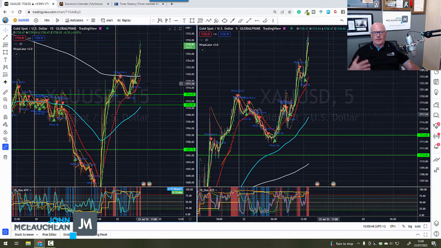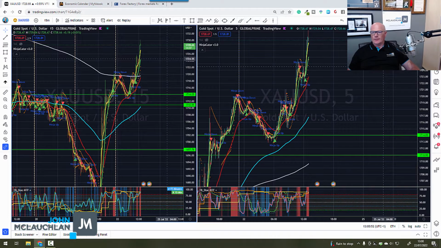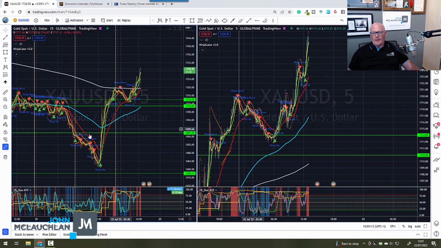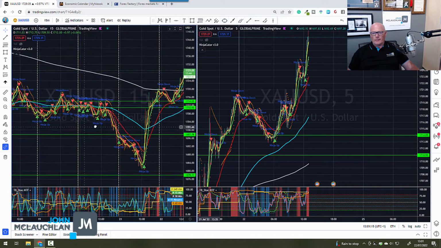So first thing I like to do when I get on the charts is just have a look and see what gold has done. What you can see right now in front of you is gold on the 15-minute in this one. And here we've got gold on the 5-minute. So we put the indicators on, we put the trend lines on the 15-minute, and then we take our trade decisions on the 5-minute. So gold over the last few hours, certainly yesterday, has been quite a roller coaster of a ride.